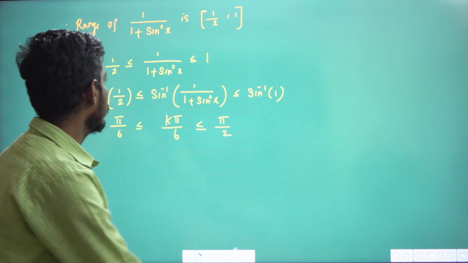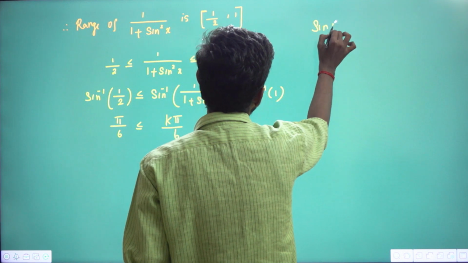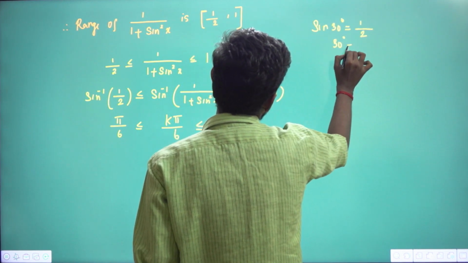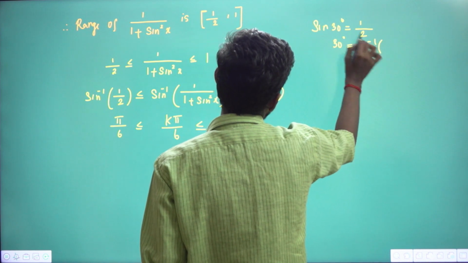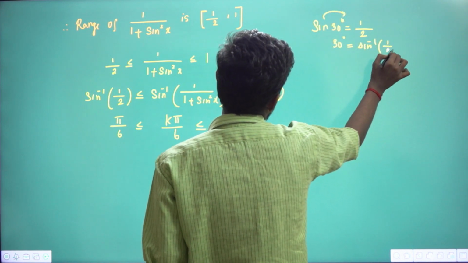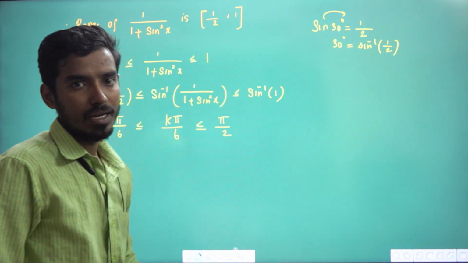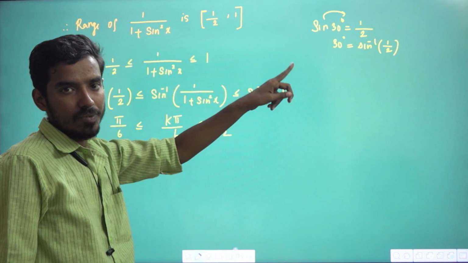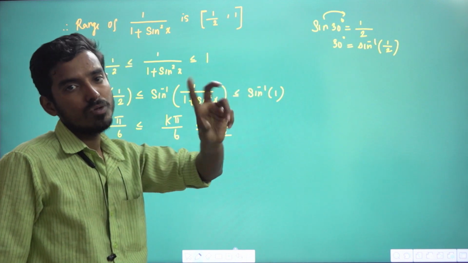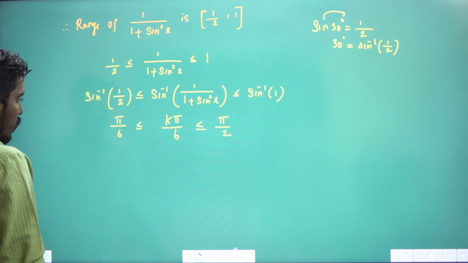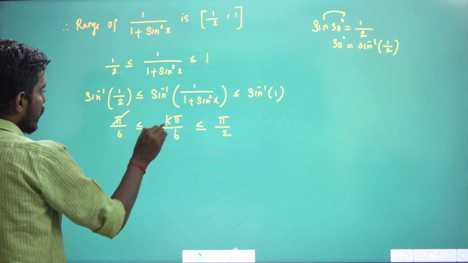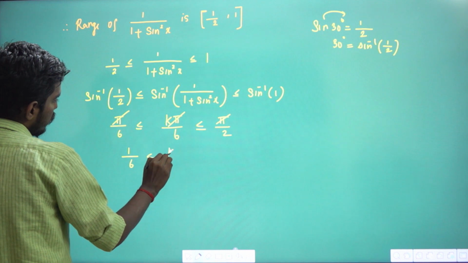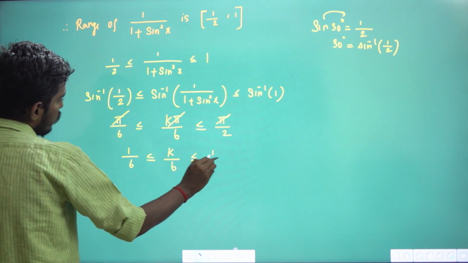Sin inverse of 1/2: see, what is sin 30? Sin 30 is 1/2. So for 30 degrees, sin inverse of 1/2. We just take sin to that side. So 30 degrees is the same as pi by 6, since pi is 180 and 180 by 6 is 30. Similarly, sin 90 is 1, so 90 is sin inverse of 1, and 90 is pi by 2. So we can cancel out pi. So we get 1/6 is less than or equal to k by 6, which is less than or equal to 1/2.